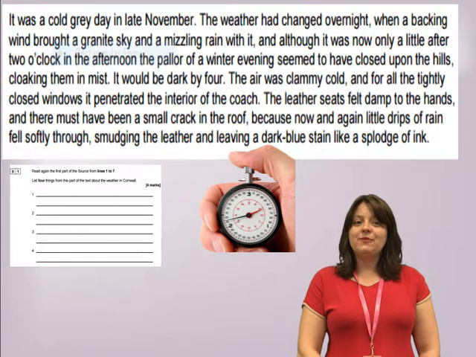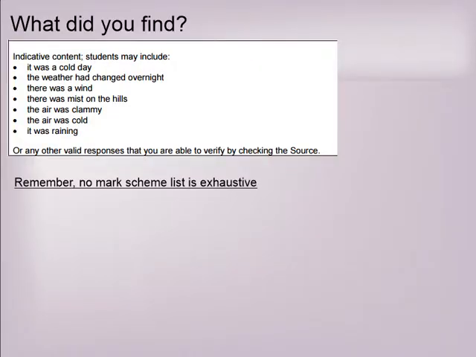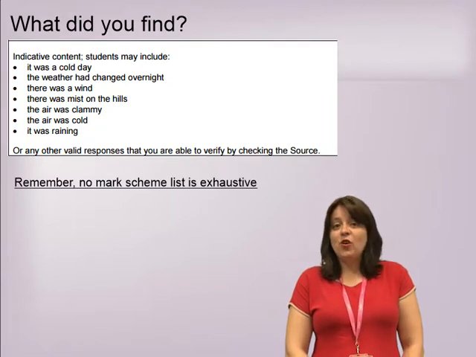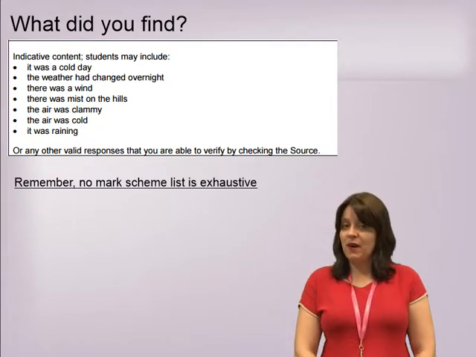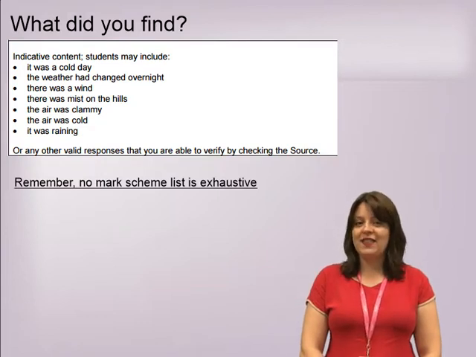From the mark scheme, we have a few points that you may have mentioned. It was a cold day. The weather had changed overnight. There was a wind. There was mist on the hills. The air was clammy. The air was cold. It was raining. Those are some of the things you might have chosen, but of course anything else may be considered by the examiner as well, providing it's focused on the weather in Cornwall at that time.